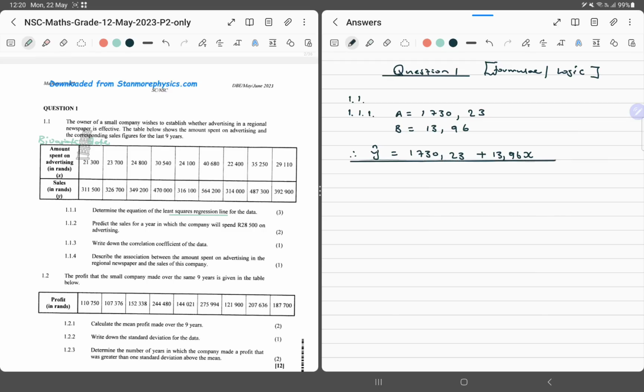Easy. No business getting this one wrong, okay? So obviously you're getting a mark for each, and that's it. So we've got 1.1.2.